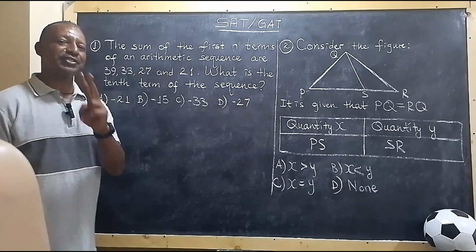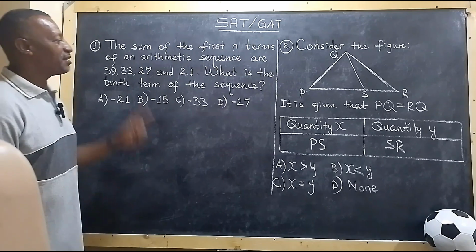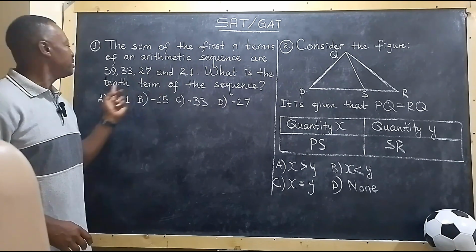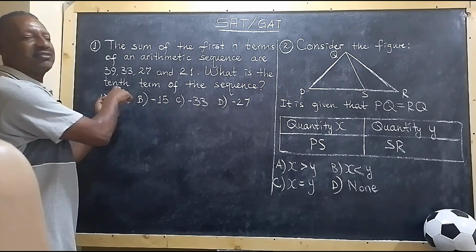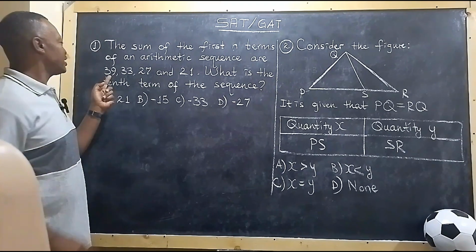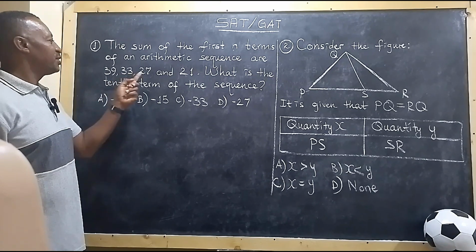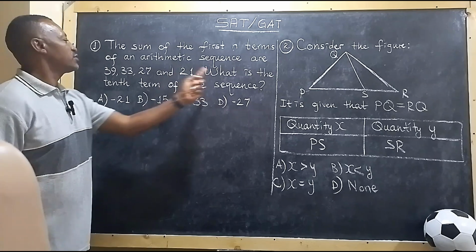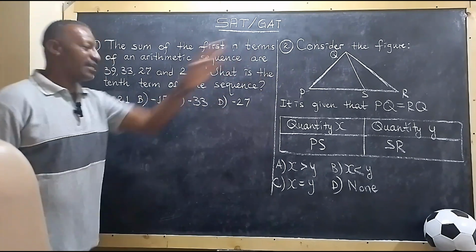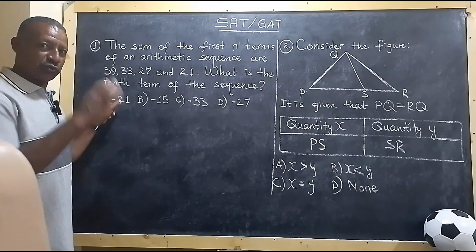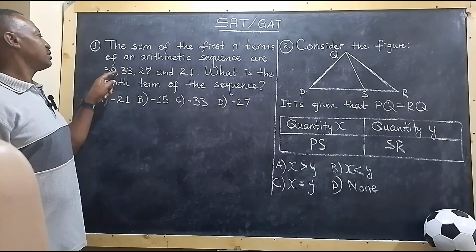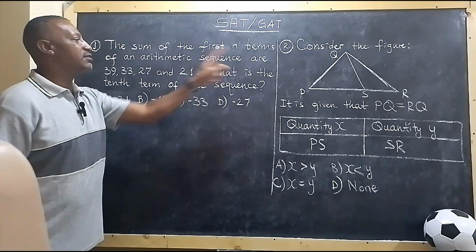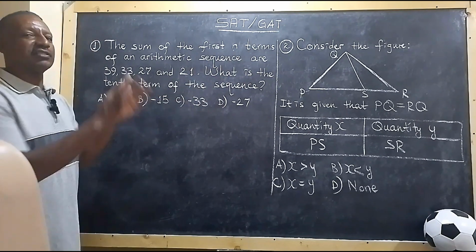There are two ways of doing this exercise. The first is simply understanding the difference between these terms, then finding the tenth term. For example, 39, 33, 27, 21: first, second, third, fourth, fifth, and so on up to the tenth, you can get normally. For example, from 39 the difference is 6, 6, 6, and so on. You can get the same answer.